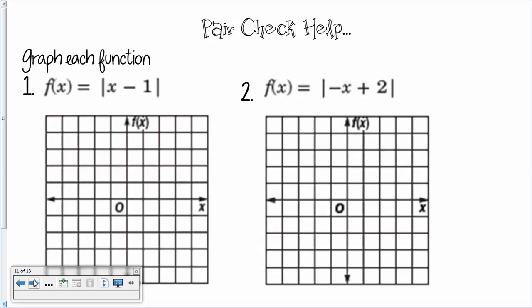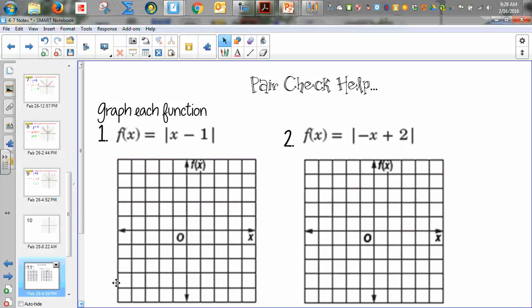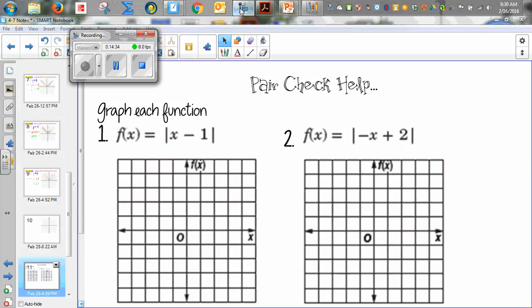I'll do some more tomorrow. Work on this if you want. We'll work on it tomorrow. Easy or hard? Easy?